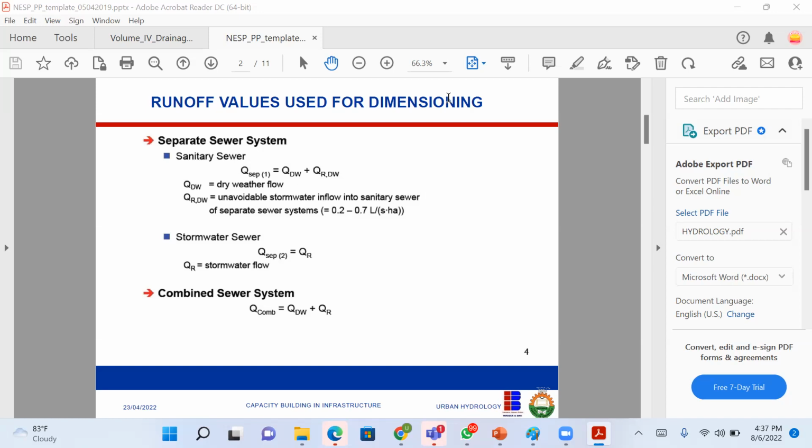So if there's no rainfall, the wastewater flow in the pipe will capture what is coming from the toilet, from the bedroom, from the kitchen and everything. That becomes the real base flow. However, because of groundwater flow, because of what we call parasite water, you need to introduce this QR called runoff added. It's like a safety factor added to dry weather flow. So here we call it unavoidable storm inflow into the sanitary sewer.